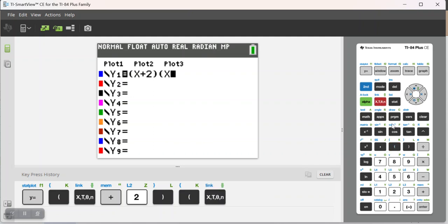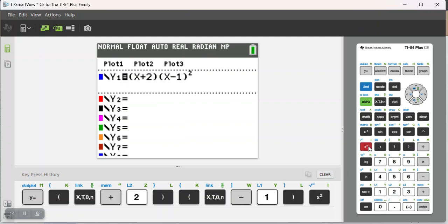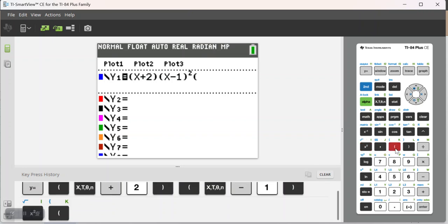So I can type in my factor, x minus the 0. If the 0 is at +1, it's x minus 1. And then because it has multiplicity 2, I'm going to square that factor. And then let's say it has another 0 at x equals 3. And this multiplicity is 3.